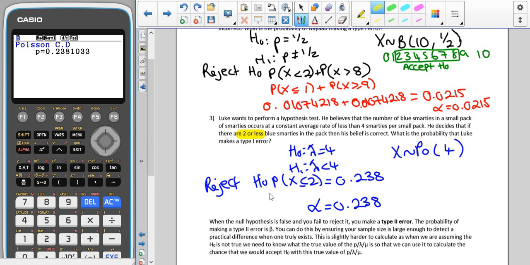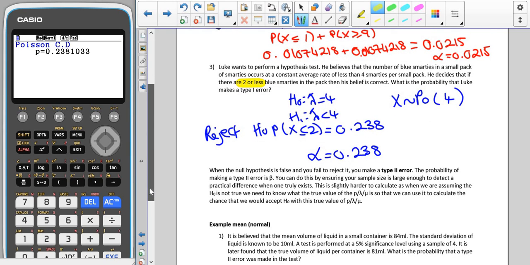We're told in the question that we're rejecting H0 when we have 2 or less, so the probability of x being less than or equal to 2. So in PCD, our lower is 0, our upper is 2, our lambda is 4, and that gives us our alpha, which is 0.238. Remember again, if you have the old version of the calculator, your x will be 2 and your mu will be 4.